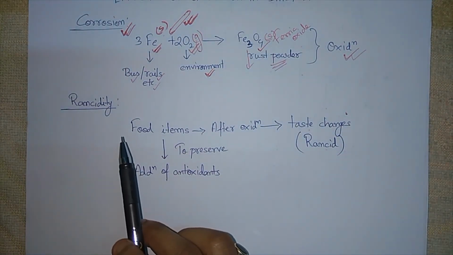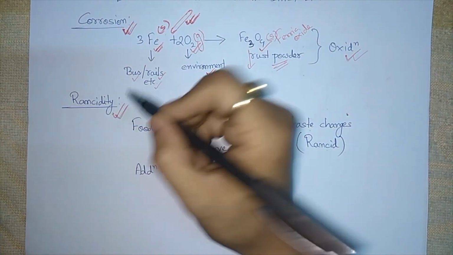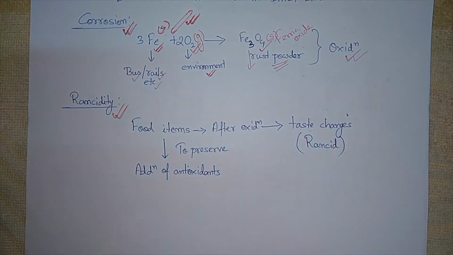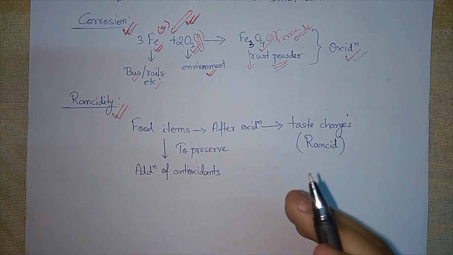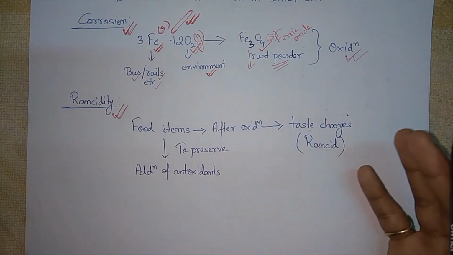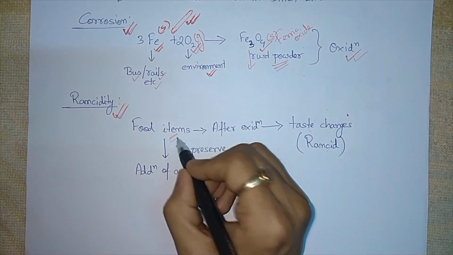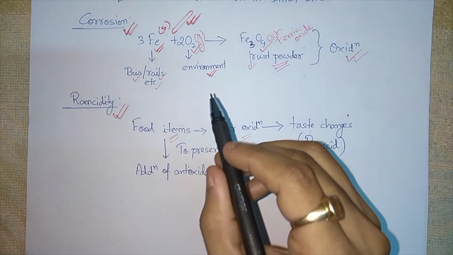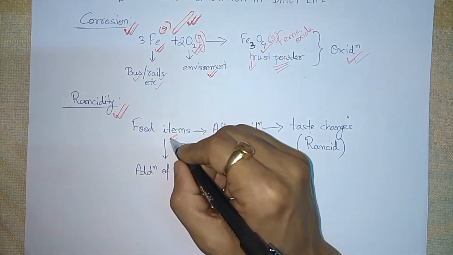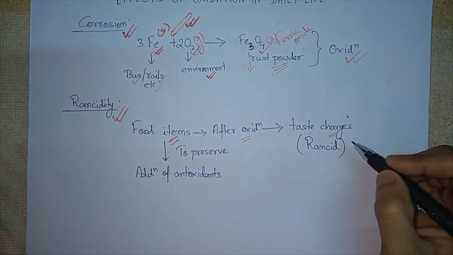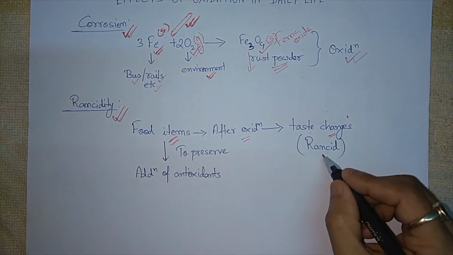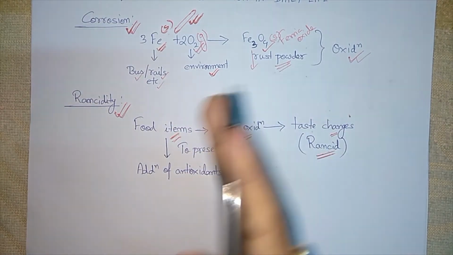Now we have the second topic, rancidity. The second effect is rancidity. What is rancidity? There are many food items which we do not eat regularly. Sometimes we keep them for future use, like pickles, chips, anything that are packed food items. In packed food items, oxidation occurs with the molecules present in the food. After the oxidation of these molecules, the taste of the food changes, and this phenomenon is known as rancidity. The food becomes rancid.